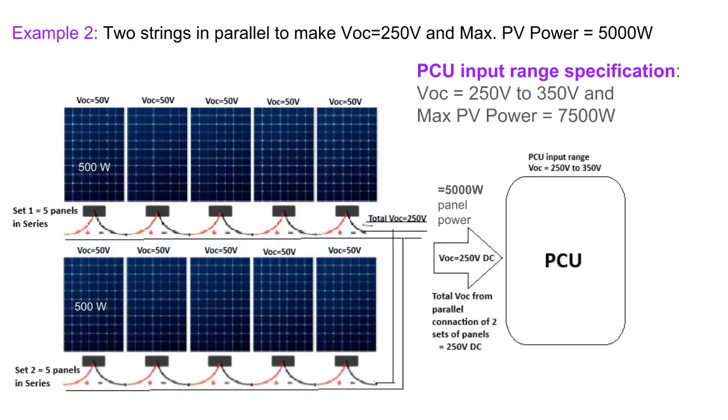In this next example, we still want to go with a 10 panel setup, with 2 sets of 5 panels in series, which means VOC of 250 volts, as voltage remains the same in parallel connection. This way we can get 5000 watt output to the PCU and we are matching its minimum VOC requirement of 250 volts. However, we are not up to the full capacity of the panel and the PCU. So let us explore another option.